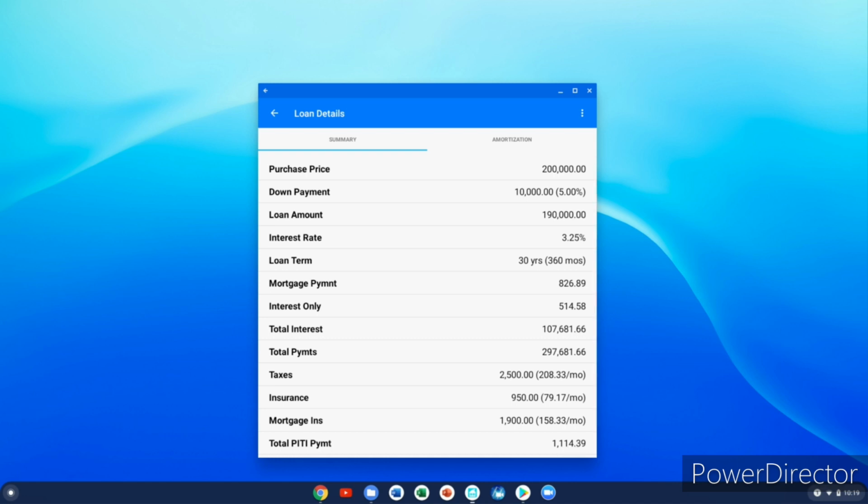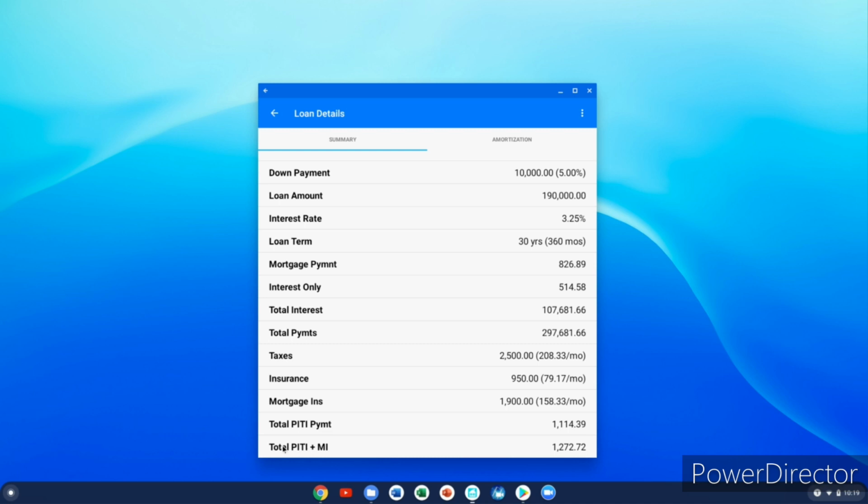If we did not have PMI, this would be our total loan payment that we would be paying the bank each month. However, we know that we also have PMI. So we scroll down one more notch, and you're going to see the total PITI plus MI, right? A lot of acronyms. The total of principal, interest, taxes, and insurance plus your mortgage insurance. That equals $1,272, because that is this 1114 plus your PMI right here. And this number of $1,272.72 is what is known as your monthly mortgage payment. This is the final number that you are going to be paying the bank or the lender every single month.